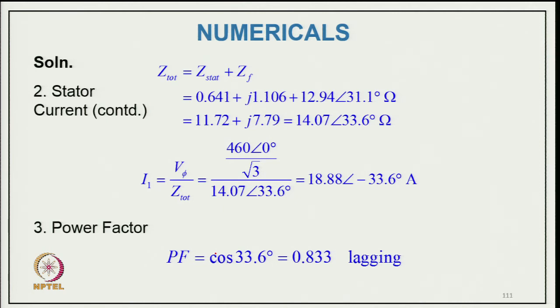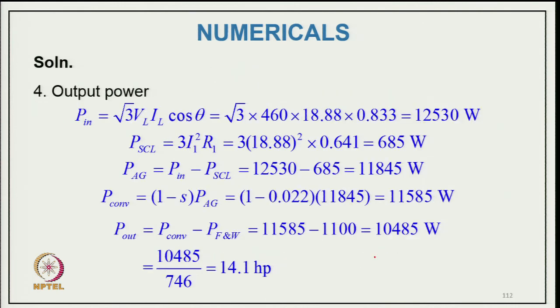I1 will be V upon Z total. So, per phase voltage is 460 by root 3, as the motor is star connected, divided by 14.07 at the angle of 33.6. So, the current comes to 18.88 at the angle of minus 33.6 degree, because of the minus sign. The power factor is always lagging in an induction motor, and the power factor PF is cos 33.6 degree, that is 0.833 lagging.